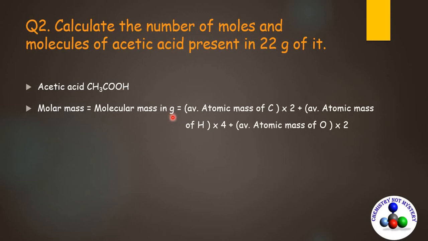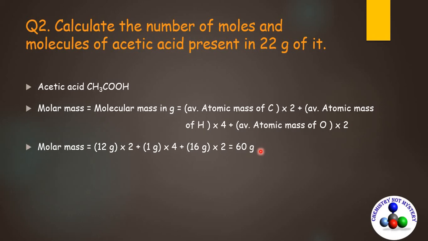You know, the molar mass of a molecule is nothing but its gram molecular mass. So first you have to calculate the gram molecular mass by adding average atomic masses of all the constituent elements. In acetic acid, 2 atoms of carbon are there, 4 atoms of hydrogen and 2 atoms of oxygen. So you have to multiply the atomic mass of carbon by 2, atomic mass of hydrogen by 4 and atomic mass of oxygen by 2 and add them all. So you will get 60 grams.